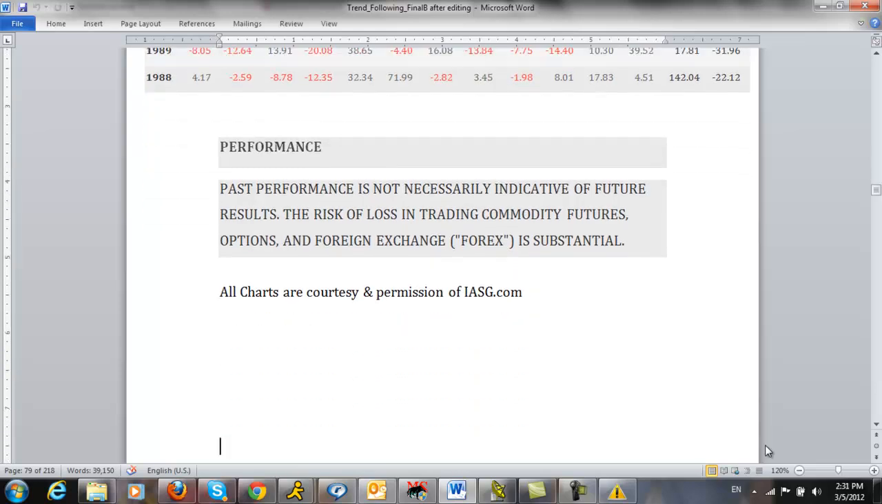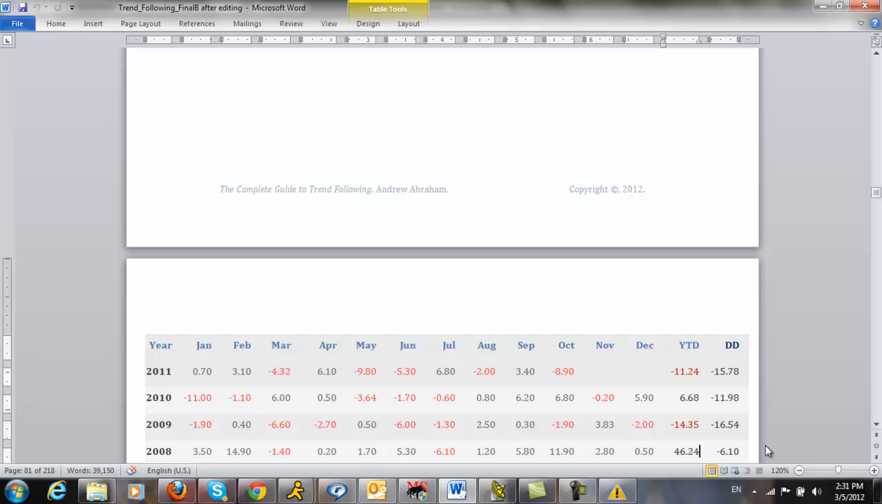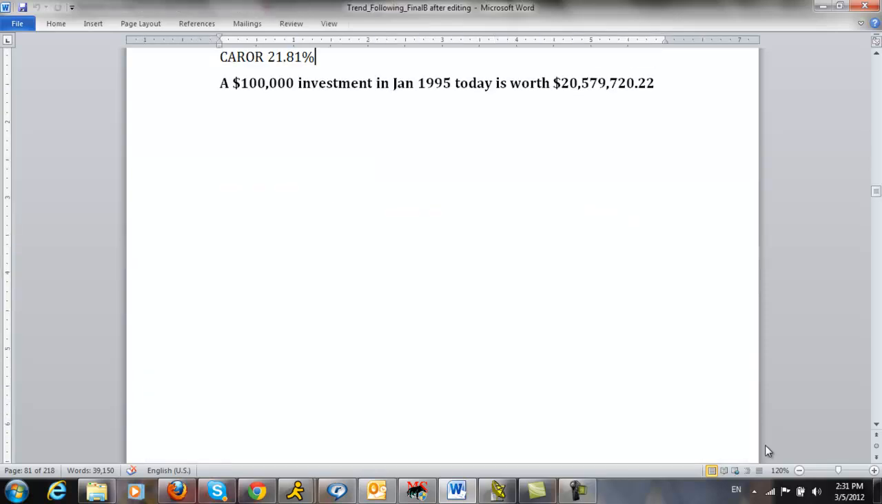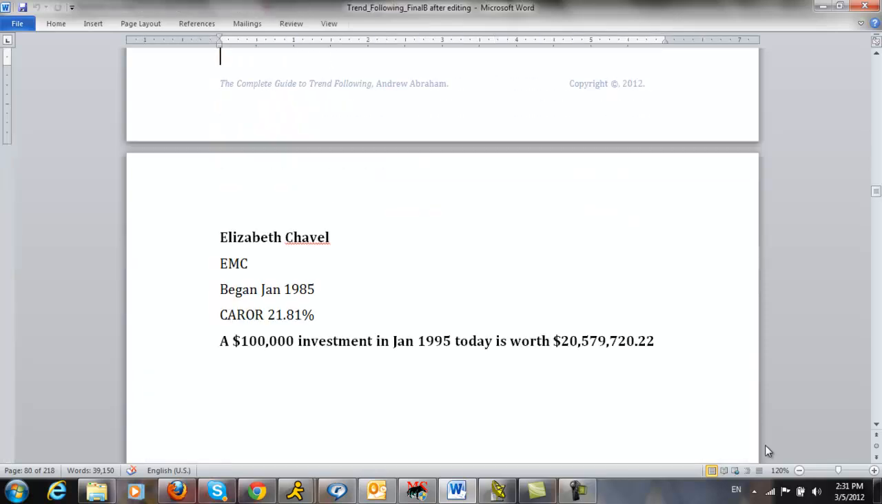All these charts came from ISAG. This is a famous Turtle, actually. Her name is Elizabeth Cheval, and she started in 1985, $100,000 with her. If you had started with her in 1985, I don't know why it says 95 here. Fix it.